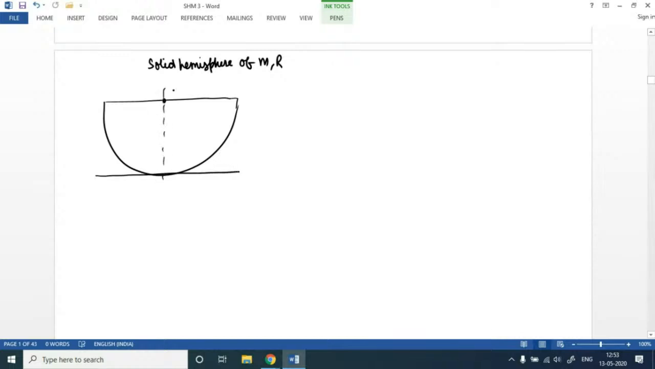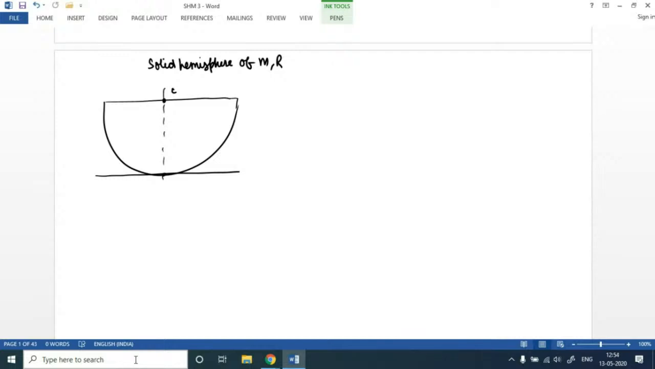Okay, so here let's say this is the center, and this is the point of contact. Right now it is in a stable equilibrium position. The surface is sufficiently rough for pure rolling. If I disturb this solid hemisphere slightly, the subsequent motion would be SHM. We have to prove that, and we also want to find out its time period.